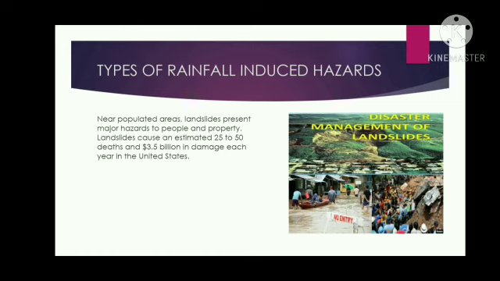Near populated areas, landslides present major hazards to people and property. Landslides cause an estimated 25 to 50 deaths and 3.5 billion in damage each year in the United States. So in addition to this, if a certain area is overpopulated and it is located at the top of a mountain or hillsides, landslides are likely to happen because of the applied load by the populated area and a saturated soil.